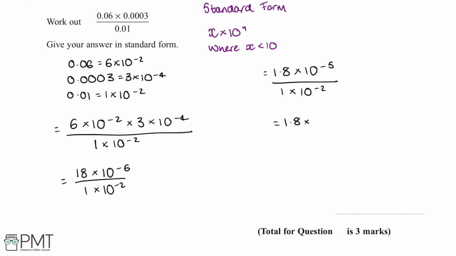And then 10 to the minus 5 divided by 10 to the minus 2 gives us 10 to the minus 3, because when we're dividing numbers with a power, we minus them. And minus 5 minus negative 2 gives us minus 3. Now as we can see, 1.8 is less than 10, which means this answer is already in standard form.